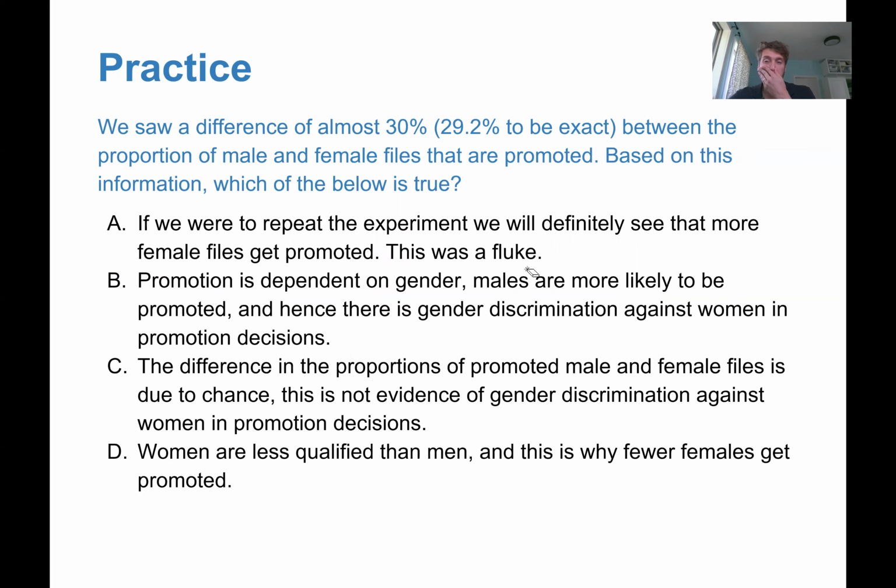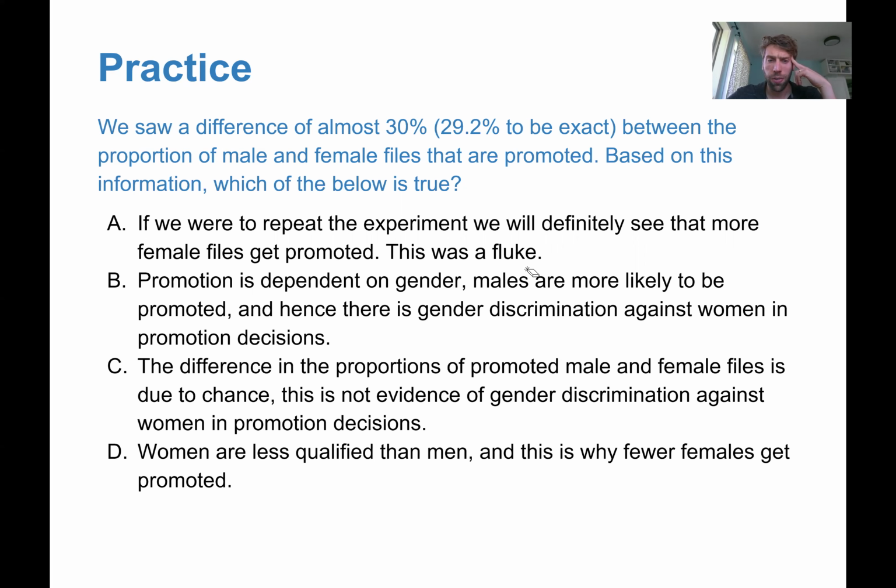A, so this could be multiple here. A, if we were to repeat the experiment, we would definitely see that more females get promoted. This was a fluke. B, promotion is dependent on gender. Males are more likely to be promoted. Hence, there's gender discrimination against women in promotional decisions.